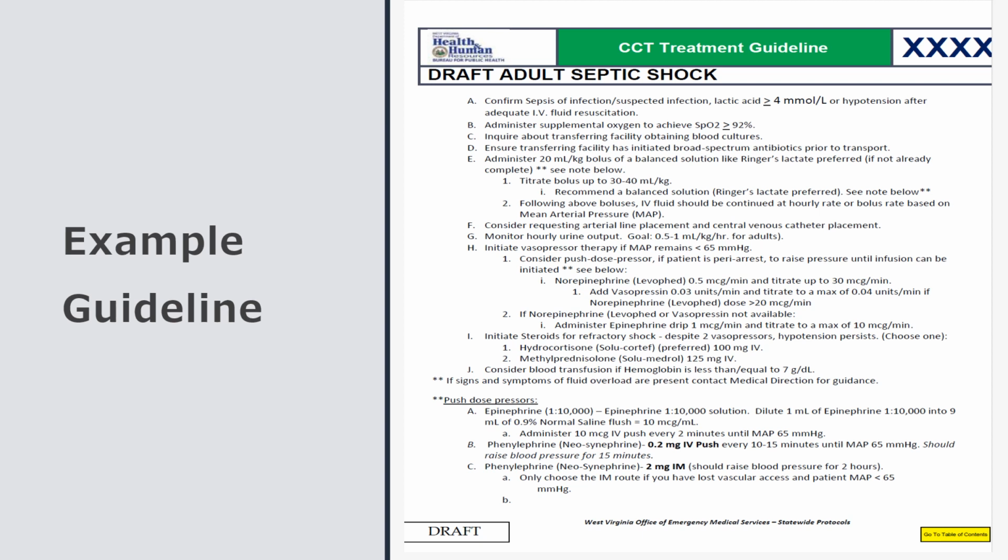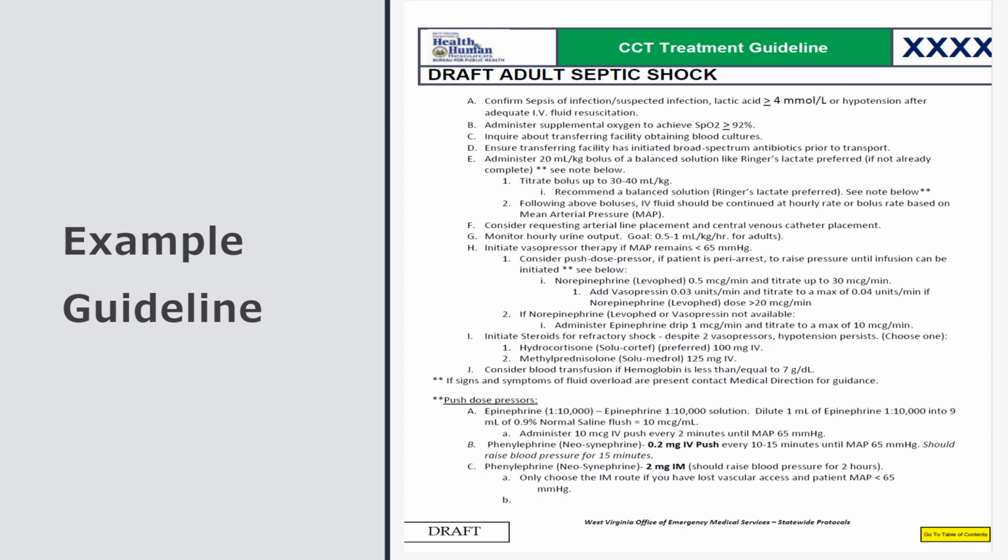Consider blood transfusion if the hemoglobin is less than or equal to 7 grams per deciliter. If signs and symptoms of fluid overload are present, contact medical direction for guidance. For push-dose pressors, use epinephrine 1 to 10,000: dilute 1 milliliter of epinephrine 1 to 10,000 into 9 milliliters of normal saline, which will give you 10 mics per milliliter. Administer 10 micrograms IV push every 2 minutes until your mean arterial pressure reaches 65.